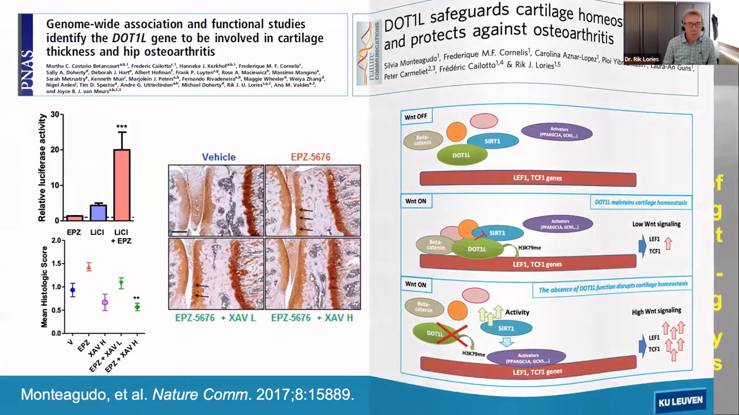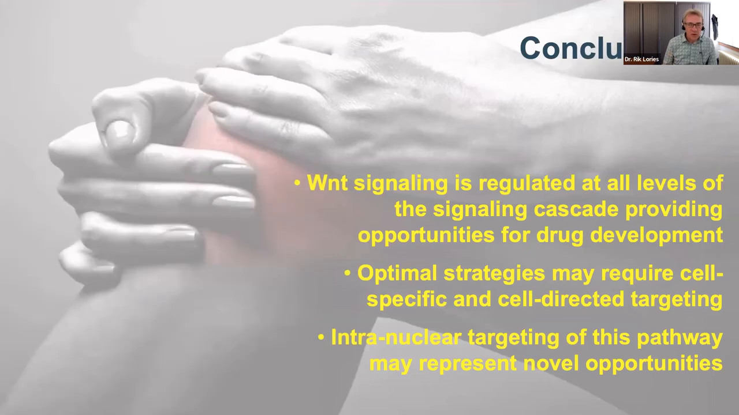And we further figured out how this works in more detail in the protein complexes at the level of the chromatin. Now, all of this shows more or less that Wnt signaling is really regulated at all levels of the signaling cascade, and that provides opportunities for drug development. But the deeper you go, the more opportunities we may have for specificity. And DOT1L was our first example to show that beyond classical approaches, like for instance an extracellular Wnt inhibitor, there are maybe other ways to interfere with the pathological processes that we see.